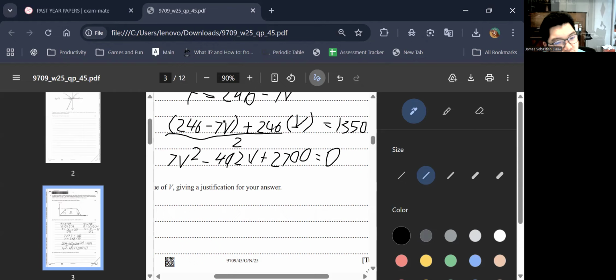Expanding and simplifying this entire expression will yield this result. Yep.